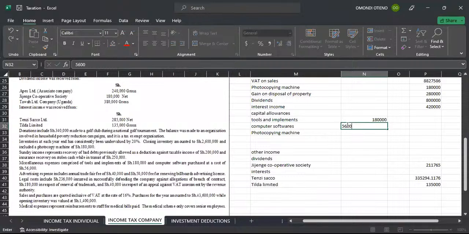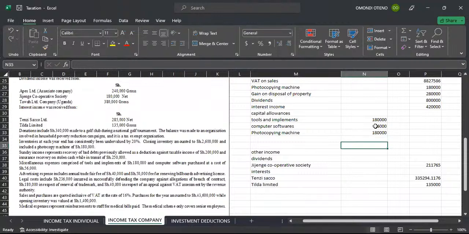Computer, we have 56,000. Photocopying machine, we also had 180,000. So once we have that, sasa turudi kwa KRA website. Let's get to the KRA website and check those rates. They are given. They are indicated there.